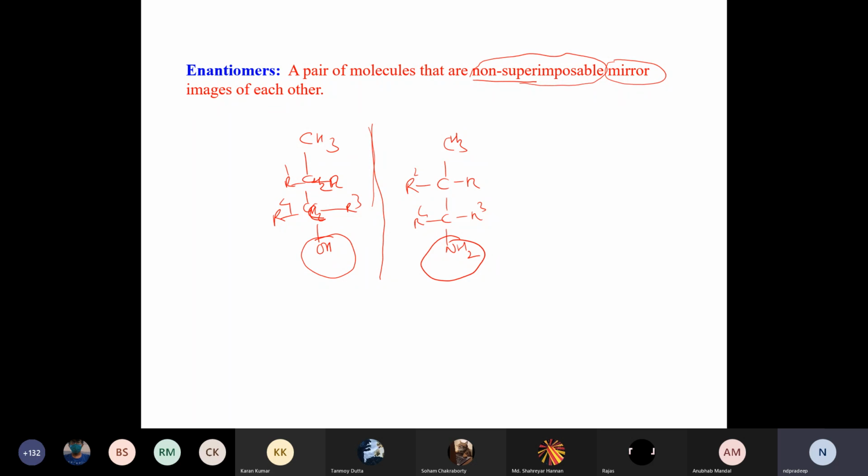Once we say enantiomer, immediately you don't see the other functional groups, you immediately see the R and S and you say, okay, superimposable, non-superimposable, you finish it up. But finally, it will be two different molecules. So please give attention to this definition. It's a pair of molecules that are non-superimposable mirror images. That's why I always define things properly.